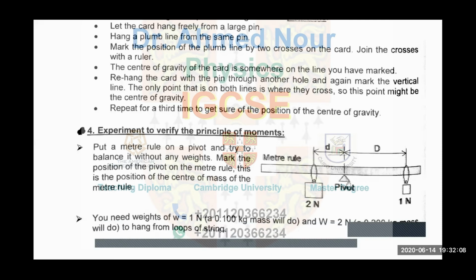Then mark the position of the pivot on the meter rule. This is the position of the center of mass of the meter rule. So now, with the ruler without any weight, I know the center of mass. And then try to put different masses in different positions till the meter rule is balanced.